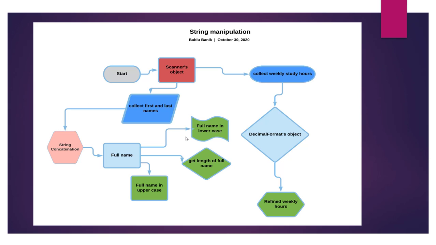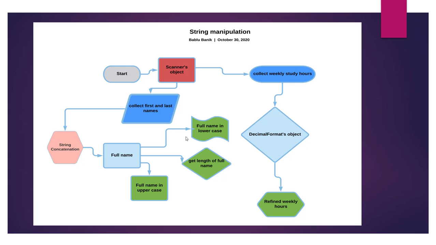My coding approach will follow this diagram. First, a Scanner object will be created. This object will receive the first and last name from the user. The system will make the full name from the first and last name using string concatenation. The next step will be getting the size of the full name by using the string length method. The toUpperCase and toLowerCase methods will get the full name in upper and lower cases respectively.